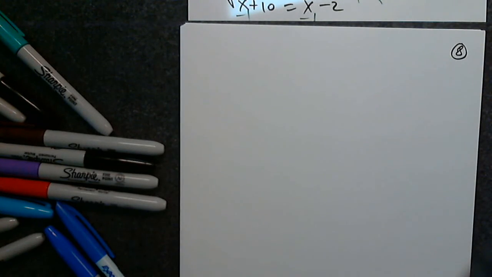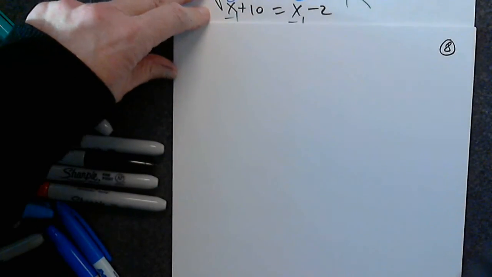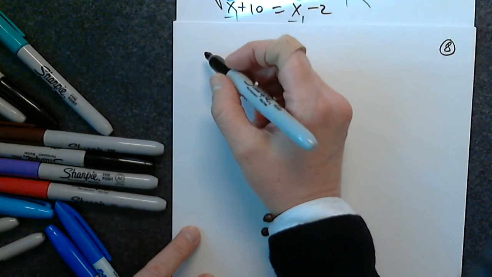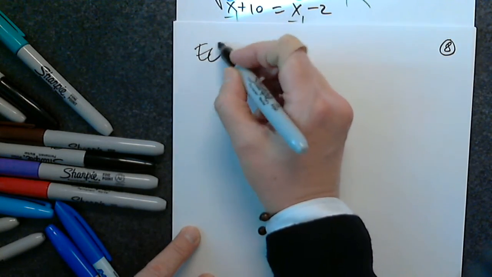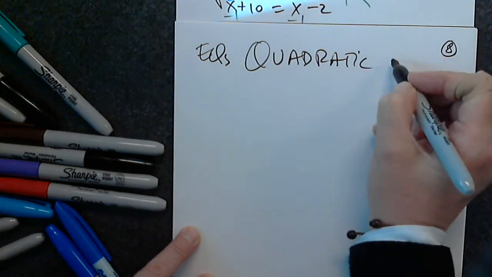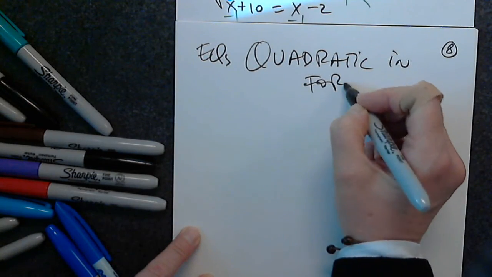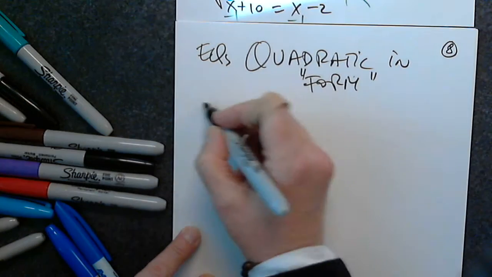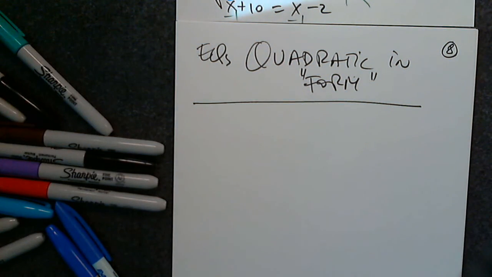Okay. There's another category here of equations, quadratic in form. And you can say, wait a minute, are they quadratic or not? What's this in form? It only means that deep down in their heart, they are quadratic. But actually, they're not quadratic.